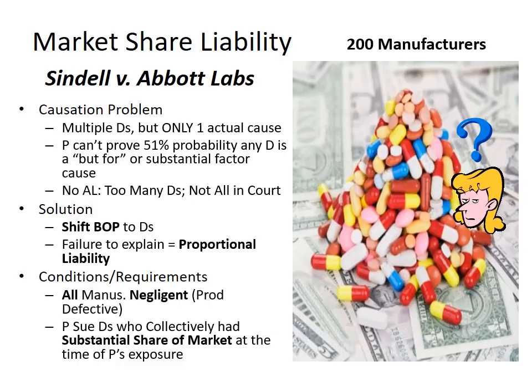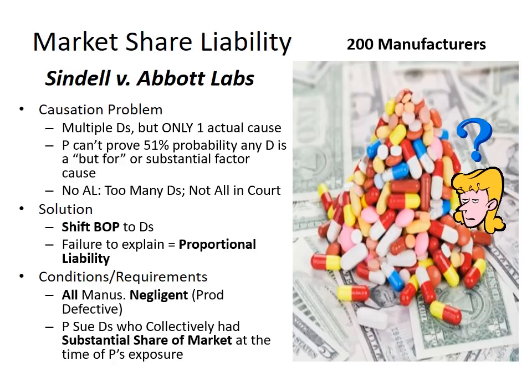Now, here's where the market share part comes into play. The second requirement is the plaintiff must sue a number of defendants whose combined market share is substantial. Now, the California Supreme Court never explained what it meant by a substantial share of the market. One interpretation is that the plaintiff must sue a number of defendants whose combined market share, back in the time when the plaintiff's mother was taking the pill, was greater than 50%. That rationale would be, more likely than not, if you've got a greater than 50% share represented in the case, then you probably will get the manufacturer that sold the offending pill.